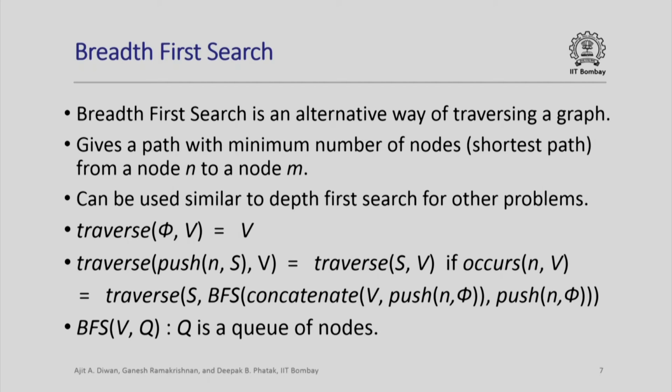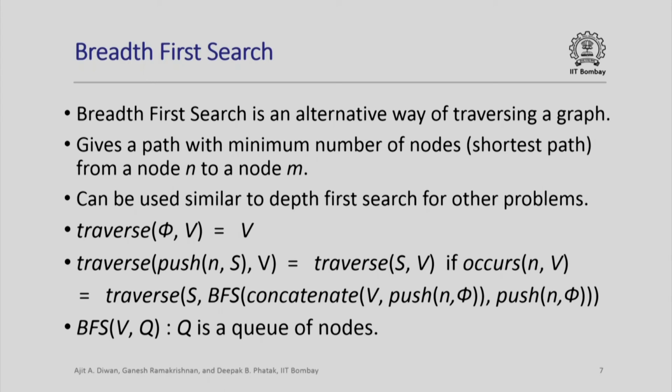But then breadth first search is a better option, which gives the shortest possible path from a node n to node n. So, this is also defined in a similar way. We have a list of nodes to be visited and a list of nodes which have been visited, and we define the traverse function in a similar way. If node n has already been visited, then we do nothing, we just traverse the remaining sequence of nodes. The list of visited nodes remains the same.